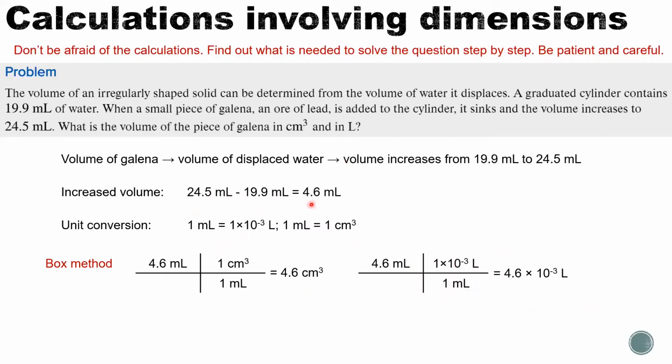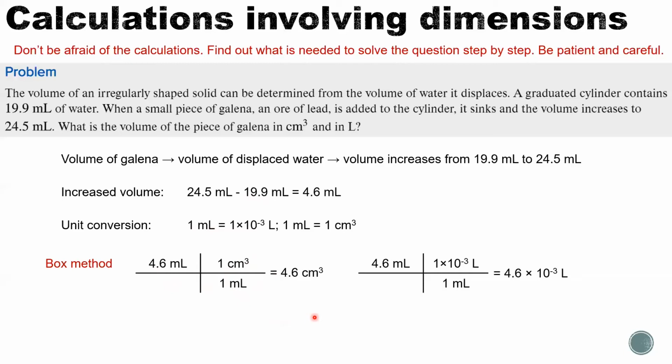Please pay attention here. We follow the rules of uncertainty when doing subtraction: one digit after the decimal. And when we do the multiplication, we keep the smallest number of significant figures. The unit conversion factor does not count. All right, this is just one question involving dimensions.